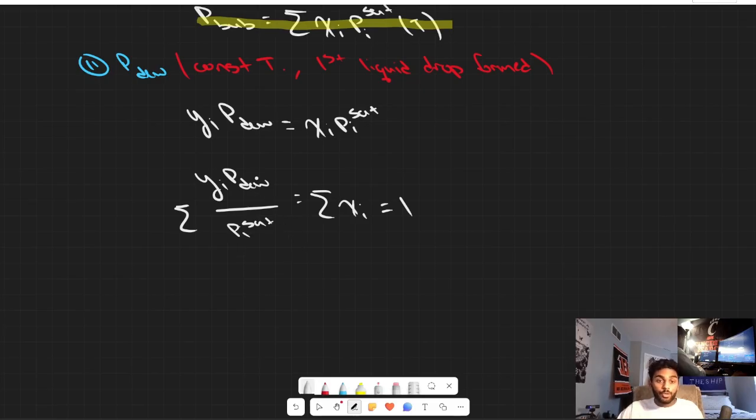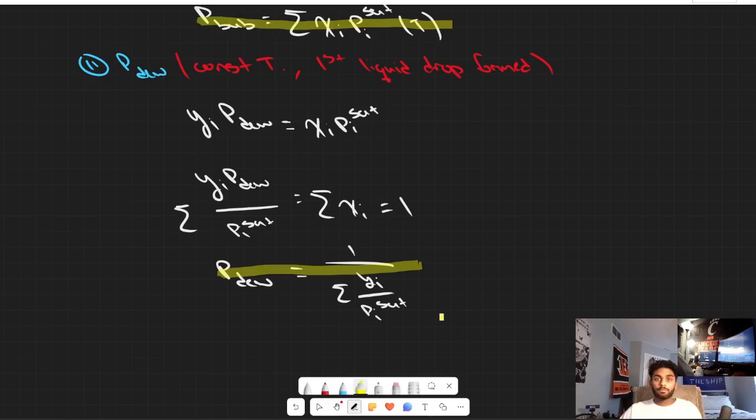And now what we can do is we will force the dew pressure onto the other side. So what we have in the end is our dew pressure is equal to 1 over the summation of the vapor mole fractions over the pure component saturated pressure of component i. So this will give us our dew pressure.